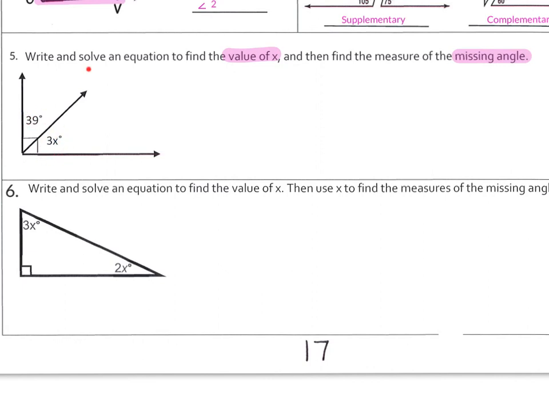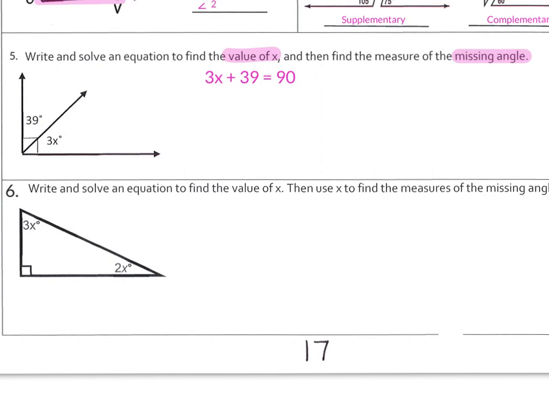So in order to write the equation, first I have to think to myself, well, what do these two angles do? Since I see the box over here, I know that these two angles are complementary, meaning they add up to 90 degrees. So my equation is going to add those two angles and equal to 90 degrees. So then I set up my equation. I have 3x plus 39 will equal the 90 degrees.